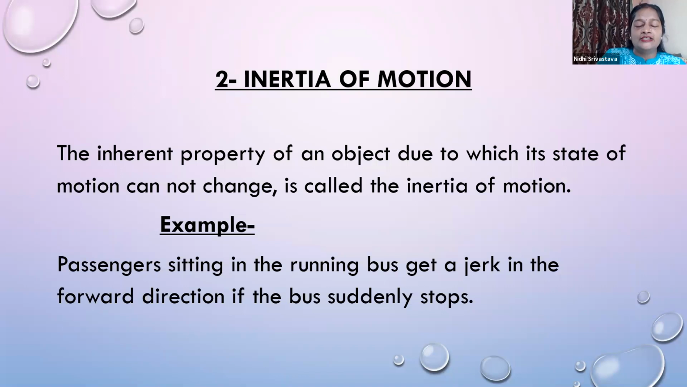Number 2, inertia of motion. The inherent property of an object due to which its state of motion cannot change is called the inertia of motion. Example, passengers sitting in the running bus get a jerk in the forward direction if the bus suddenly stops. We all feel it. Inertia of motion. This is the example pic.